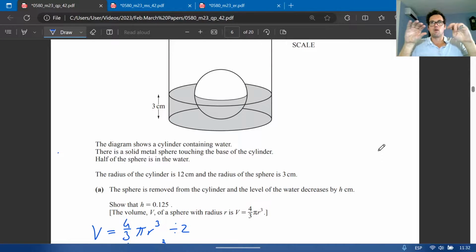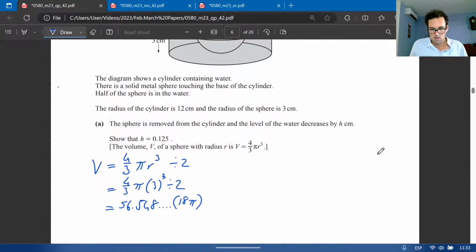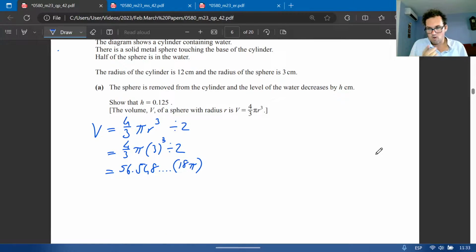So imagine we just squeeze that hemisphere flat into a little flat cylinder and then take it away. That would be how much it drops. So what we really want to do, what is the volume of a cylinder? Do you remember that? The volume of a cylinder.